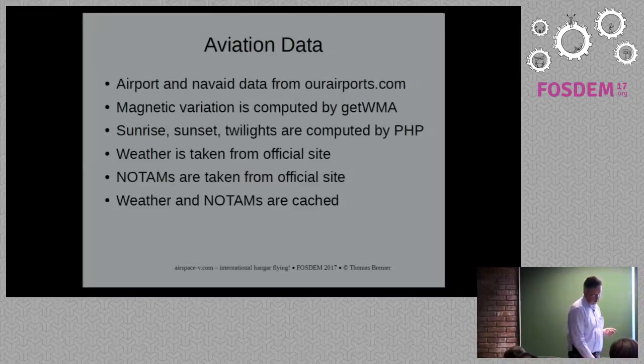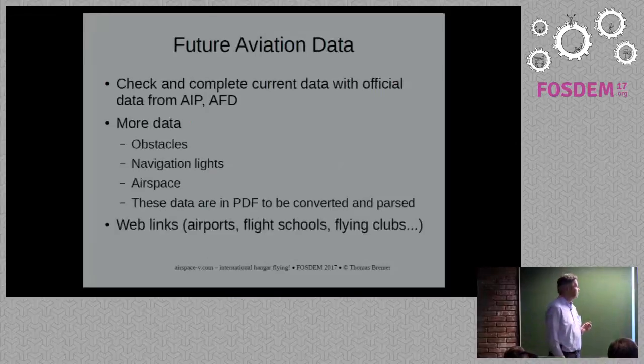So in the future we have to extend it, as I already said, to check and complete the current data. ourairports.com has many airports where runway information is not yet available, or some information is not only missing, but some is also wrong or outdated, and it's not really complete. For instance, in the official documentation you find information about obstacles like towers, wind parks, or high bridges. And most interesting, I found that there are still navigation lights, so lighthouses, which can be used for airplane navigation.